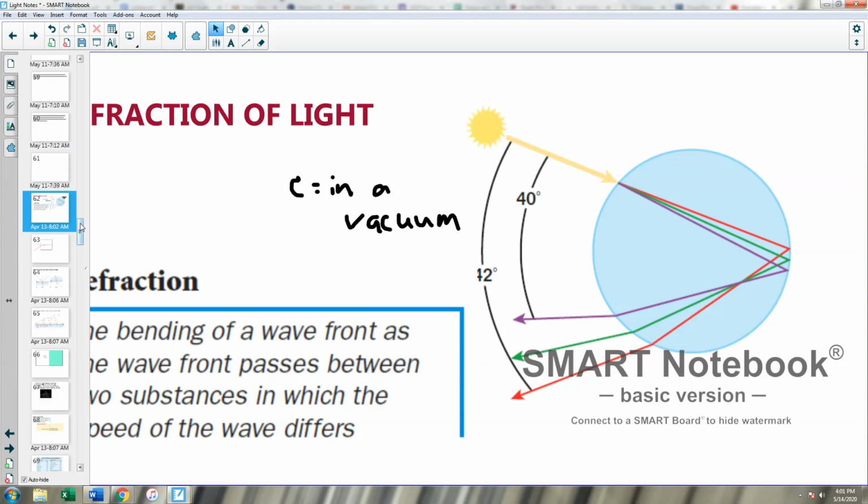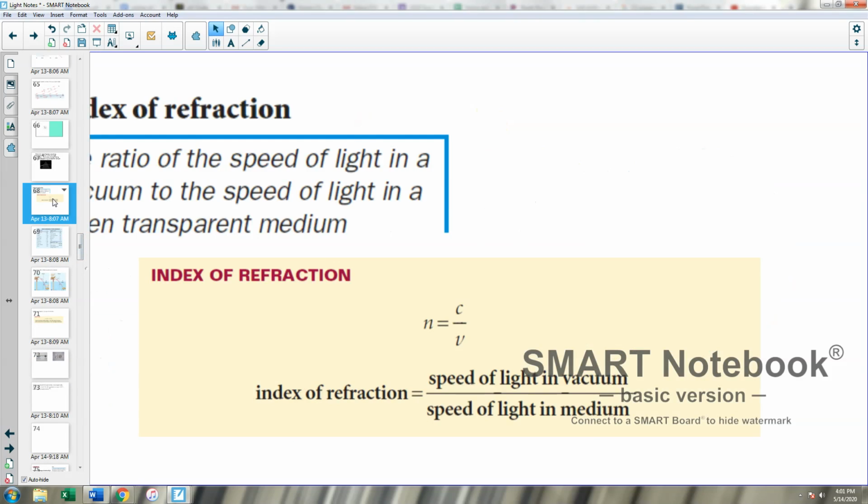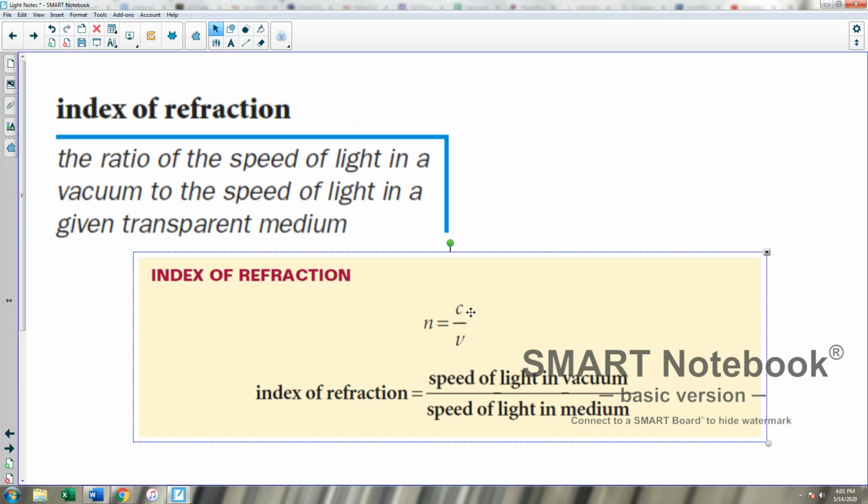So the degree to which it refracts is called the index of refraction. And the index of refraction is just a measure of how much light slows down. So we can think about it as if the speed of light in a vacuum was the same as the speed of light through water or glass, the index of refraction would just be 1. It would be traveling the same speed in both media.